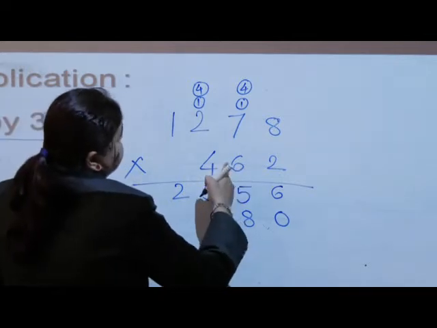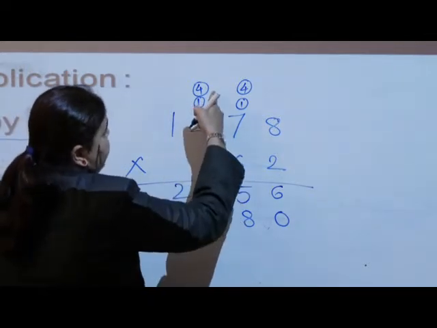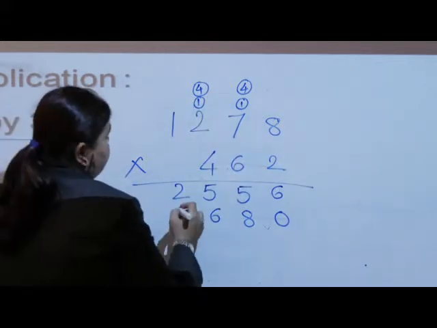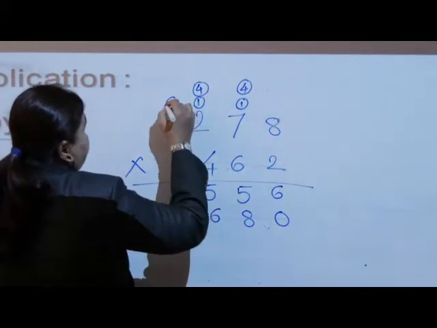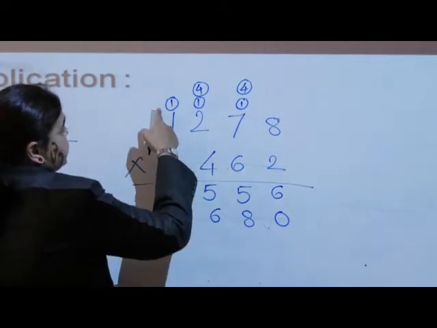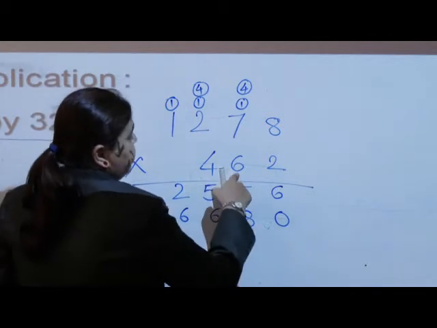Next, 6 2s are 12. 12 plus 4, how much? 16, 1 carry. 6 ones are 6 plus 1 is 7. Now this I have done with the 6.